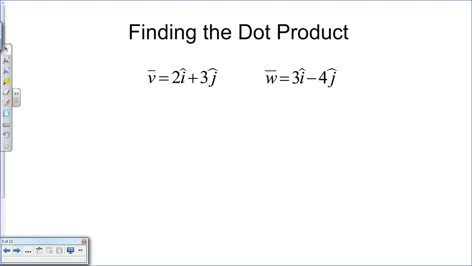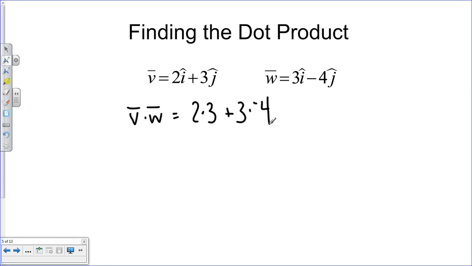So let's take v and w equal to these two vectors, and actually find the dot product. So v dot w is equal to 2 times 3 plus 3 times negative 4. So v dot w is equal to 6 plus a negative 12, which is equal to negative 6. A dot product is always going to create just a scalar number.